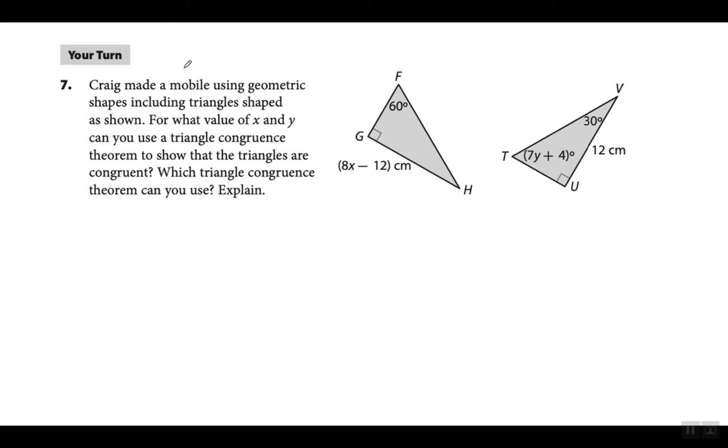All right, Craig made a mobile using geometric shapes, including triangles shaped as shown. For what values of x and y can you use a triangle congruence theorem to show, that's the important part that I'm underlining, to show that the triangles are congruent? Okay, la parte importante es lo que está aquí. ¿Para cuáles valores de x, y pueden usar un teorema de congruencia de triángulos para enseñar que los dos triángulos son congruentes?